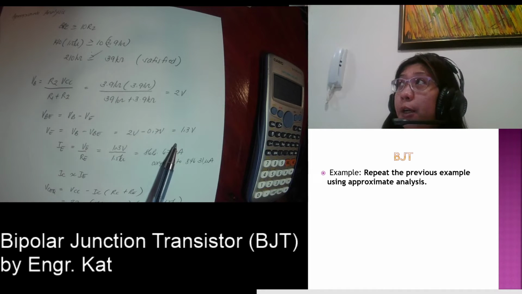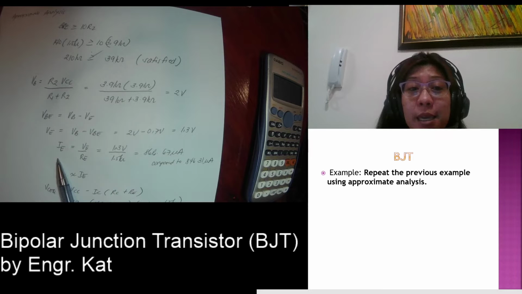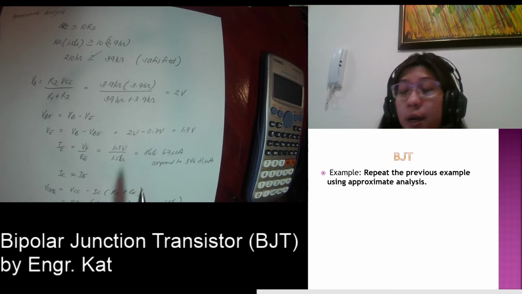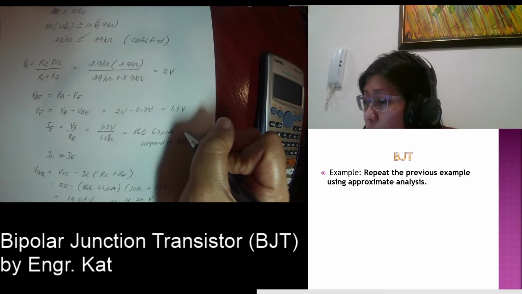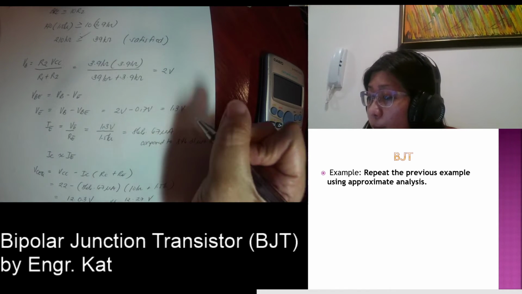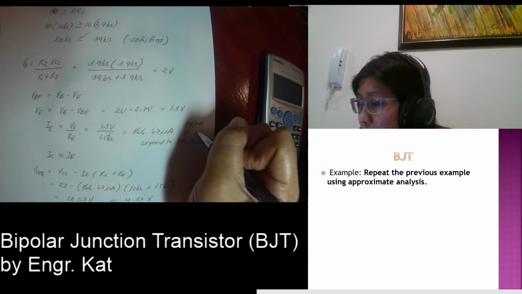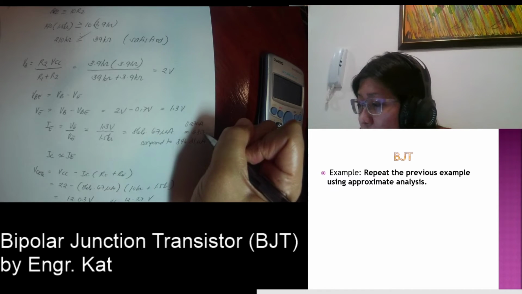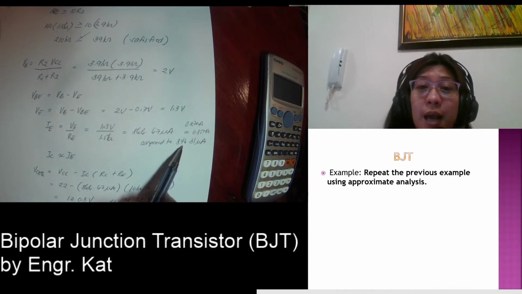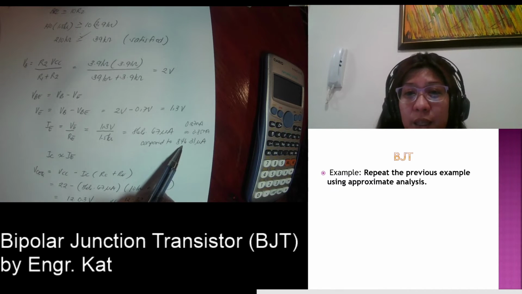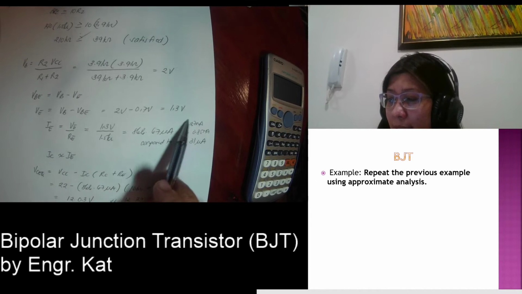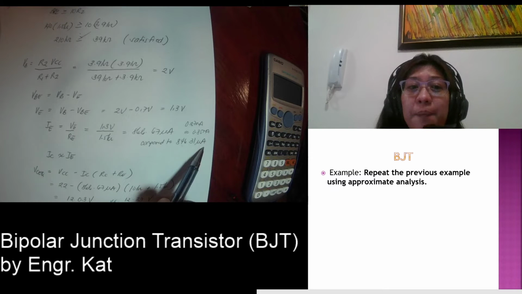Then we solve for IE. IE is equal to VE all over RE. So that is equivalent to 866.67 microamperes, or approximately 0.87 milliamperes, approximately equal to 0.85 milliamperes using the exact solution. So if we satisfy the condition, we can get an answer which is approximately equal.